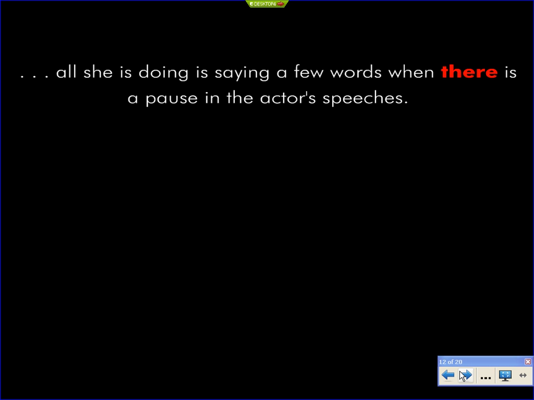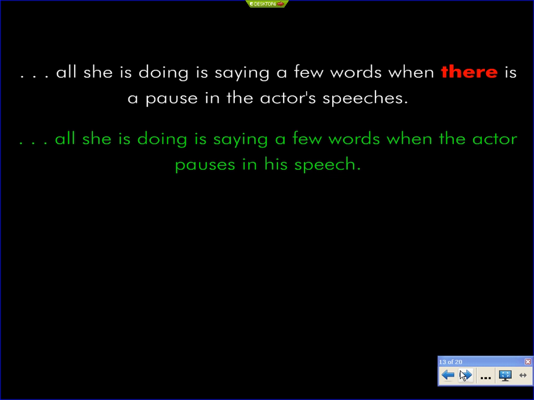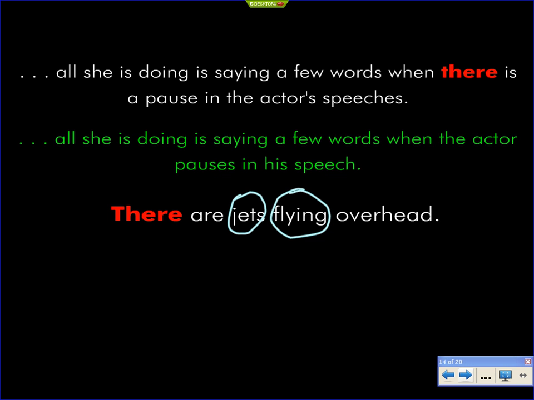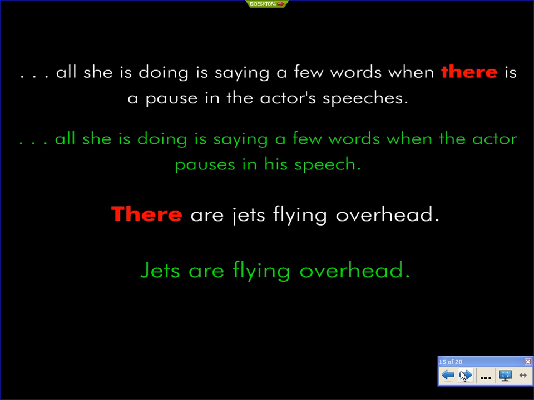All she is doing is saying a few words when there is a pause in the actor's speeches. All she is doing is saying a few words when the actor pauses in his speech. The actor pauses. It's much better than there is. So go for something that's stronger, something that's clearer every time. There are jets flying overhead. At this point, you should be able to see that jets seems to be the subject, flying seems to be the verb, and you have this revision. Jets are flying overhead. So taking out the there is, there are, there were, there was, can make a sentence that is much more powerful because the subject and the predicate are much more clearly defined.